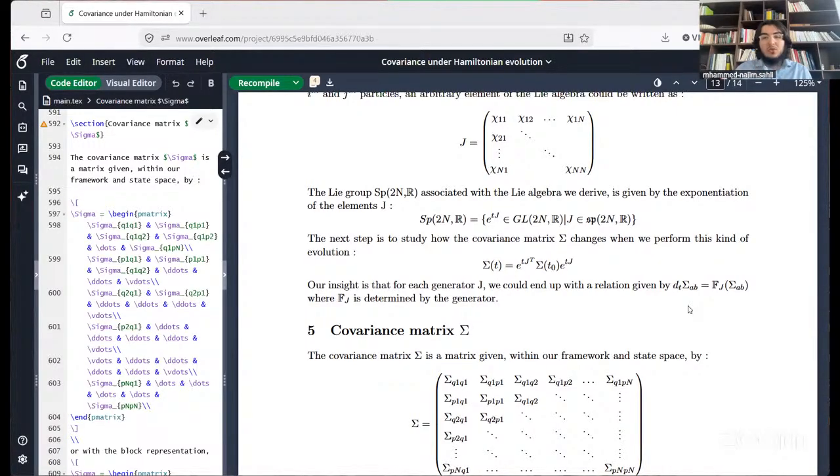And to do so, I used Mathematica to see how the time derivative of the covariance matrix evolves, and if we could maybe define a linear application, a linear map, to be able to go from one element to its time derivative.